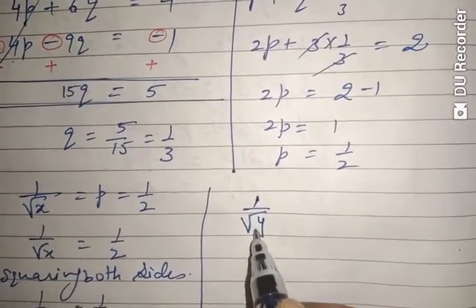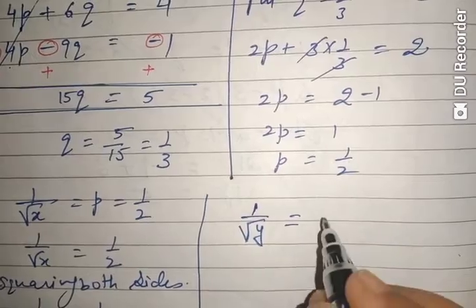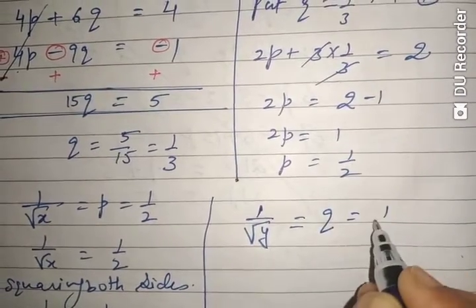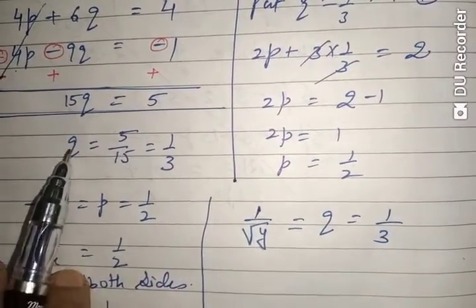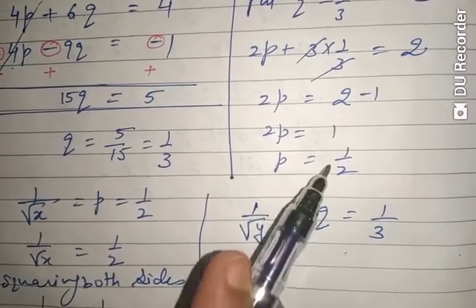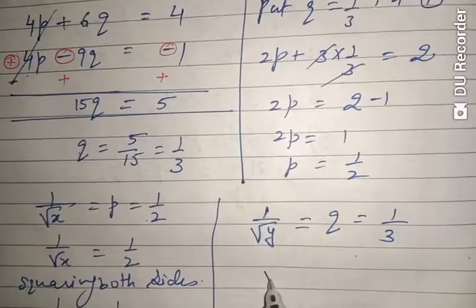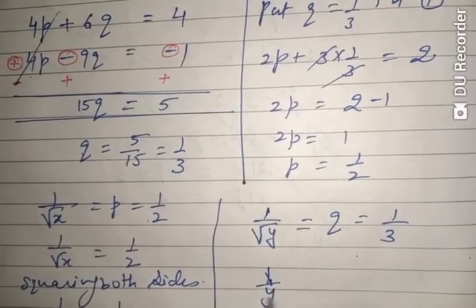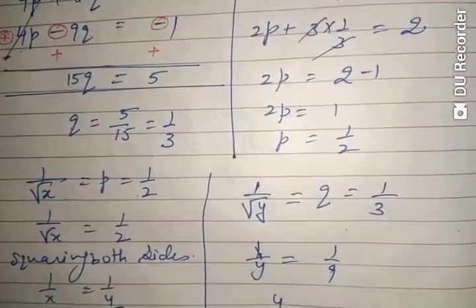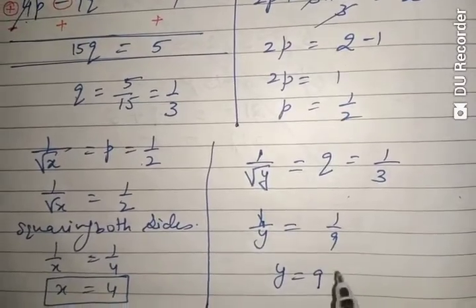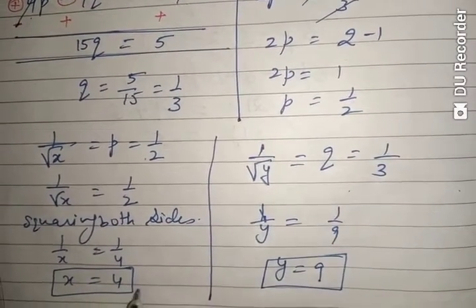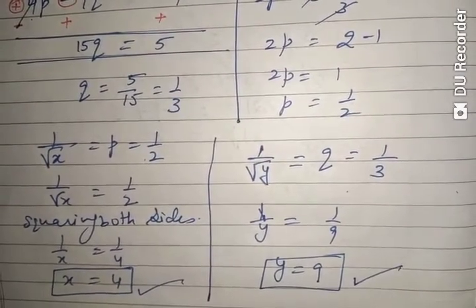1 upon root y we supposed as q, which is equal to 1 by 3. You can see q is equal to 1 by 3, p is equal to 1 by 2. Again squaring both sides, we will get 1 upon y is equal to 1 upon 9 and y is equal to 9. So this is our final answer, that x is 4 and y is equal to 9.